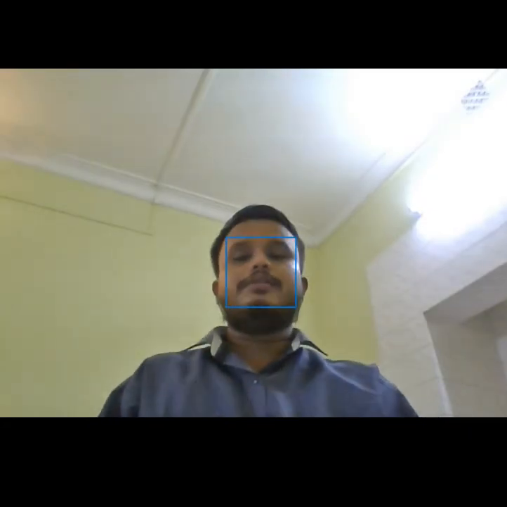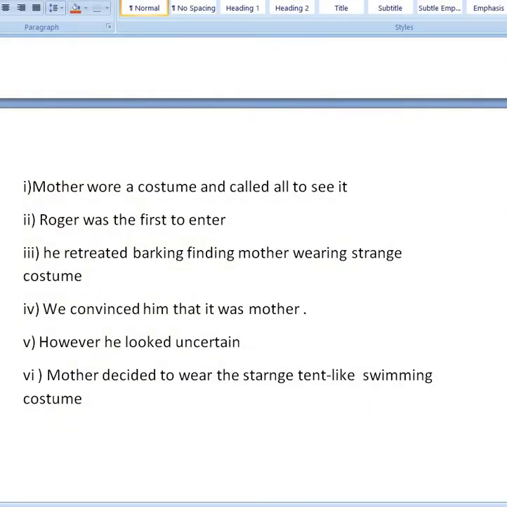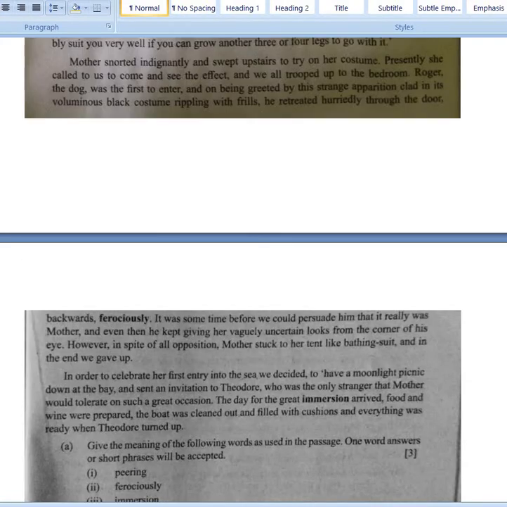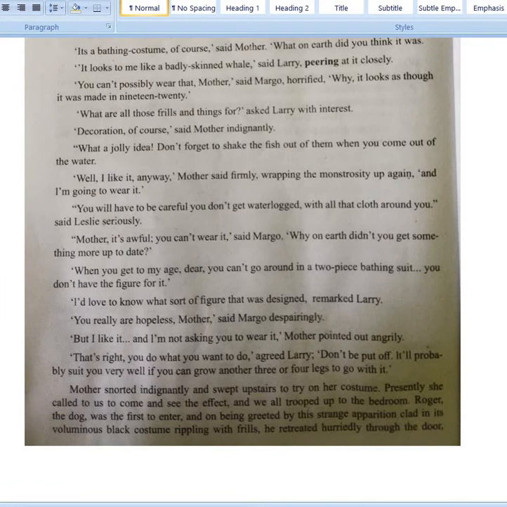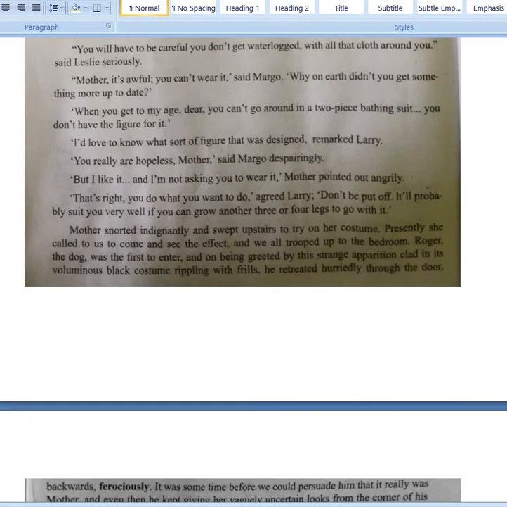Here you will be writing that she bought the swimming costume from the town. The swimming costume which she bought from the town was stitched with all these things, where you can see that there were pleats, the fabrics, the folding of the fabrics. So the frills, pleats and the tucks were there, and moreover it looked old-fashioned.